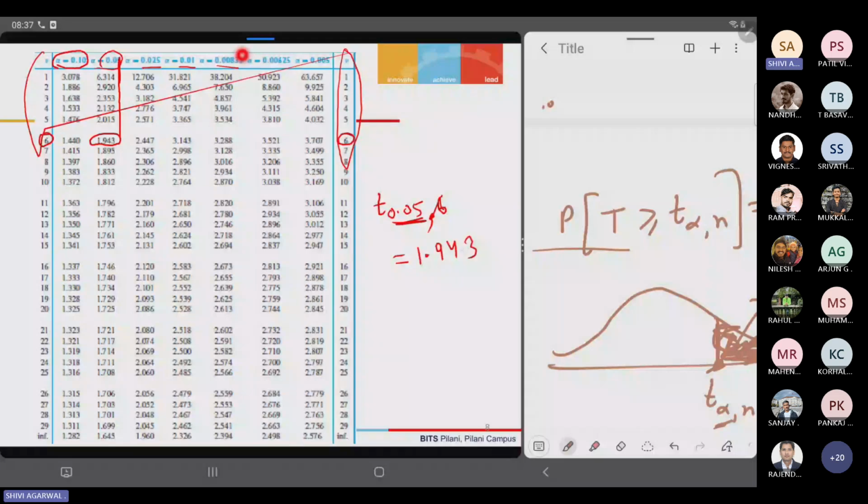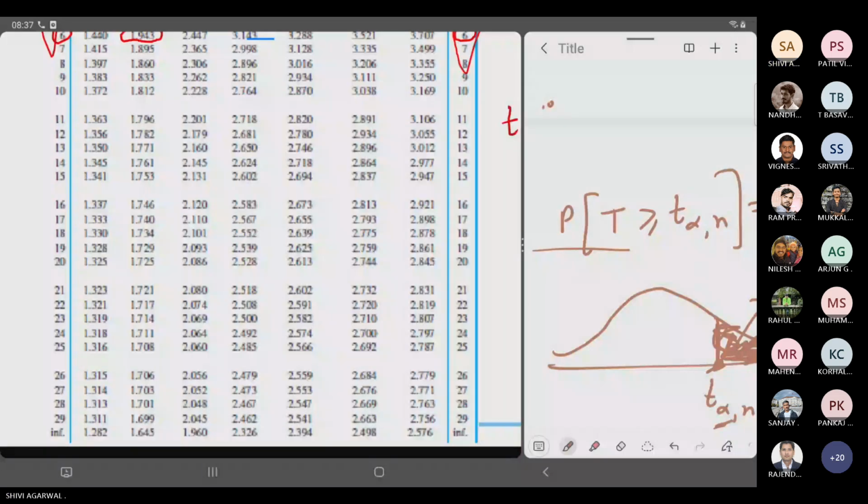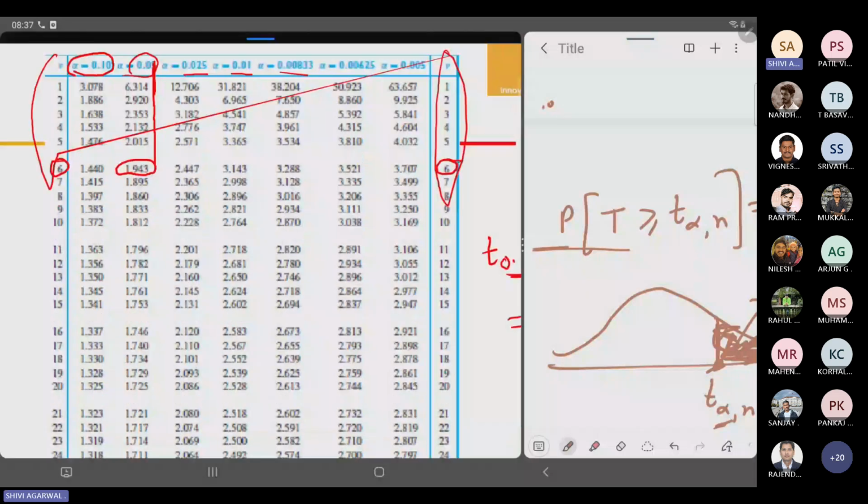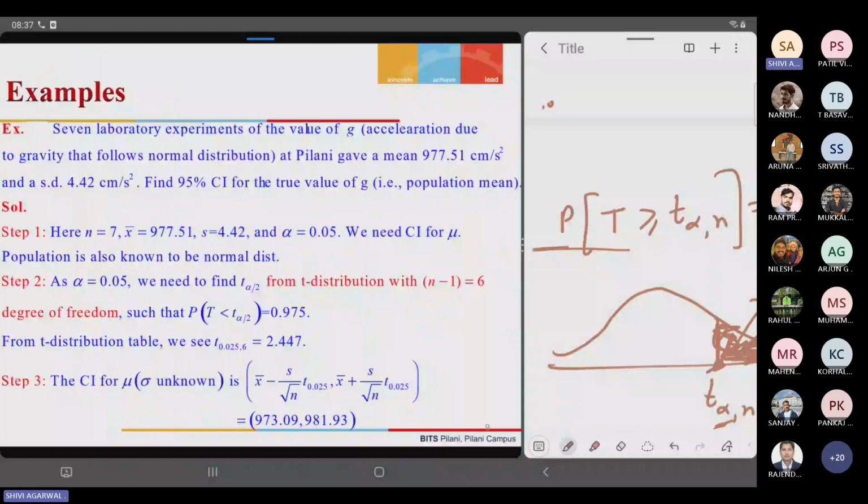Are you able to get this? Is it visible to all of you? So here we see degree of freedom 6 and alpha equal to 0.05, so it is 1.943. Similarly, when we do the questions, we will show you the values here. Now come to the example for finding the confidence interval.